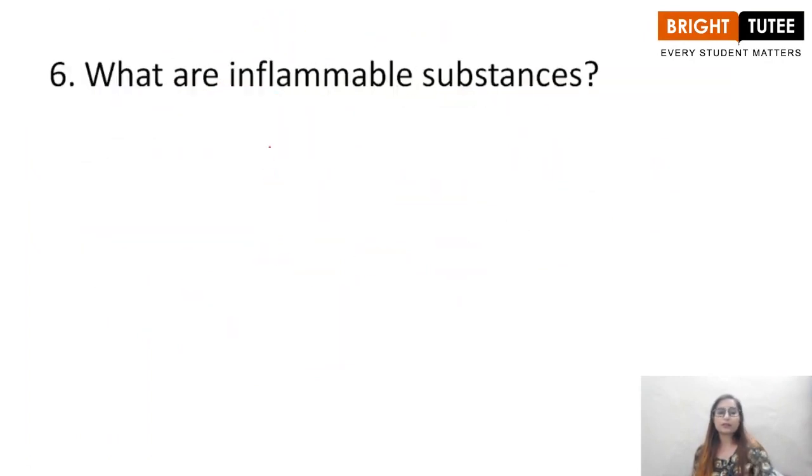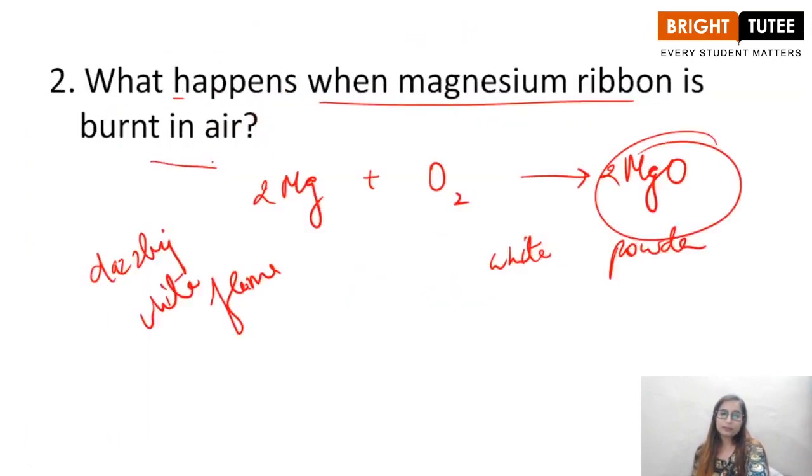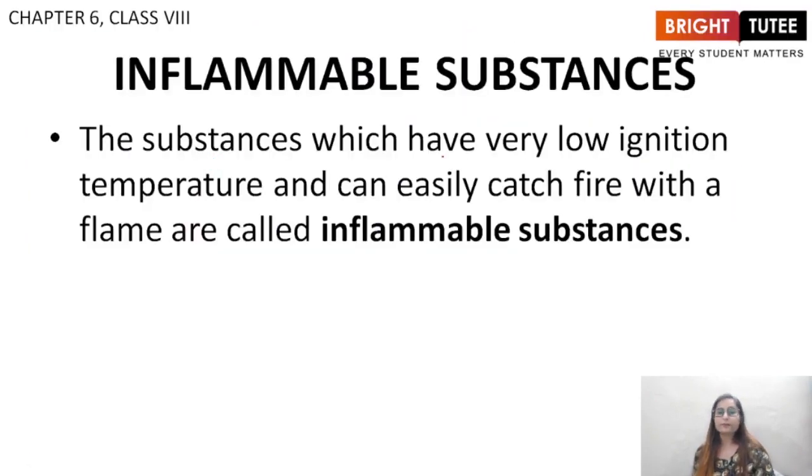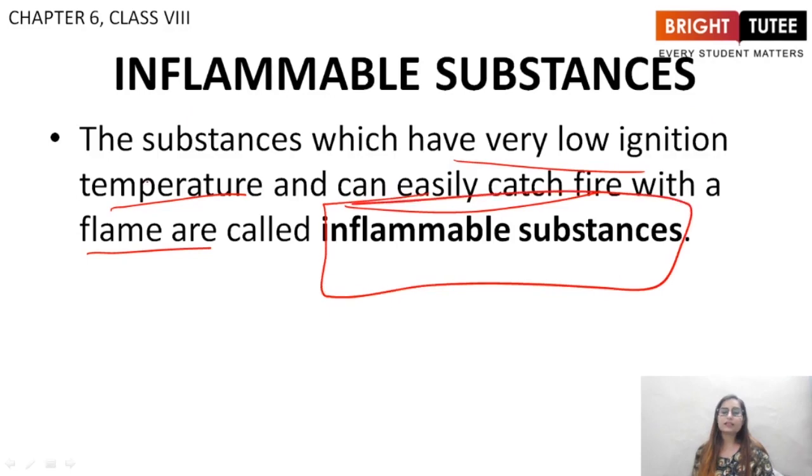Last question for this topic is, what are inflammable substances? Inflammable substances are those substances which have very low ignition temperature and can easily catch fire with the flame. These substances are known as inflammable substances. So these were the important questions for the first topic. Thank you for your attention, students.